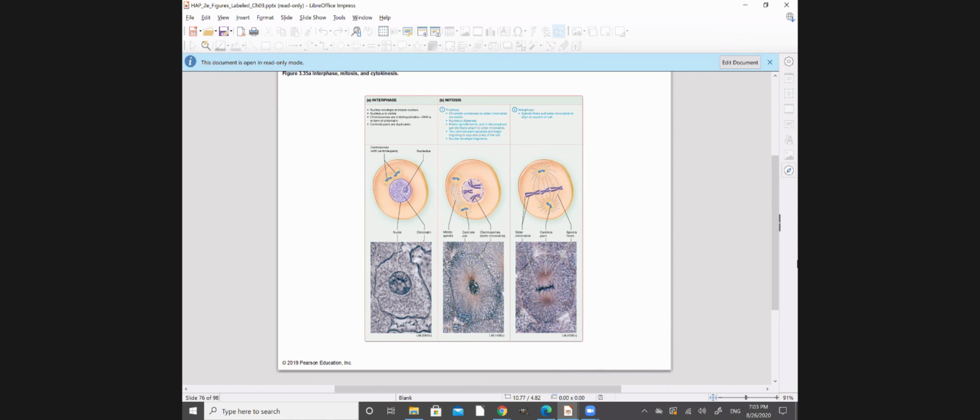then the cell is going into the mitosis, and mitosis itself has stages.